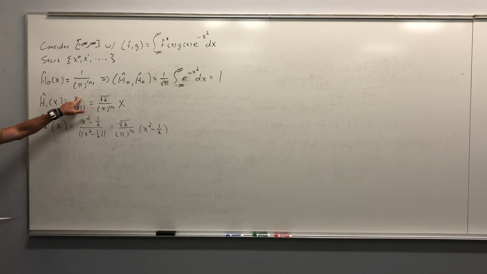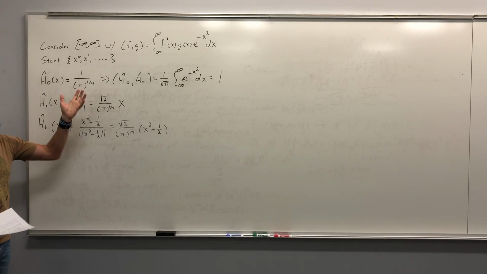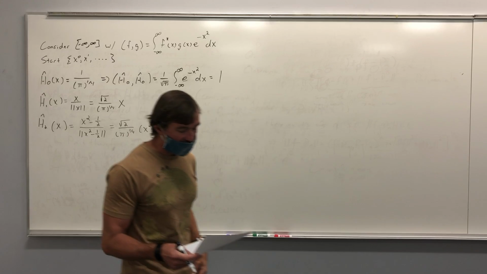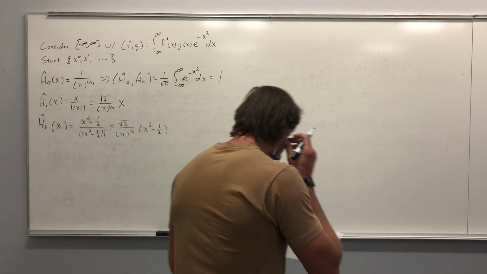Remember, in this one, you've got x minus h0 times the inner product of h0 with x, but it turns out that the inner product of h0 with x is already 0. So this is already orthonormal to x, so that subtraction ends up being 0. That's why this simplifies so much.